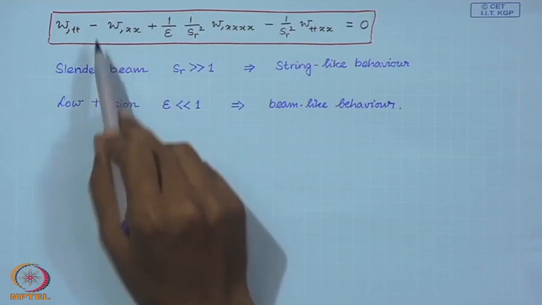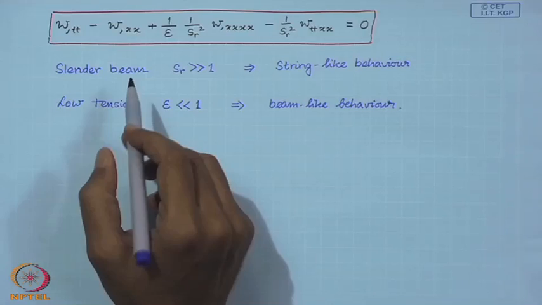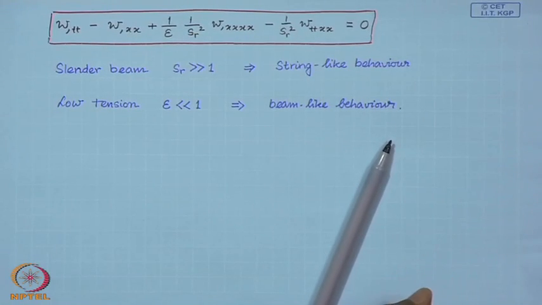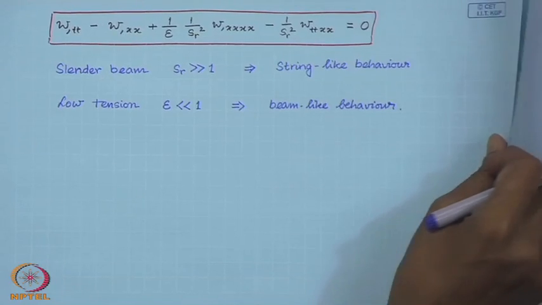So, another way to look at it is that the restoring force in a guitar string is more because of tension than because of its flexural rigidity, or flexural stiffness.